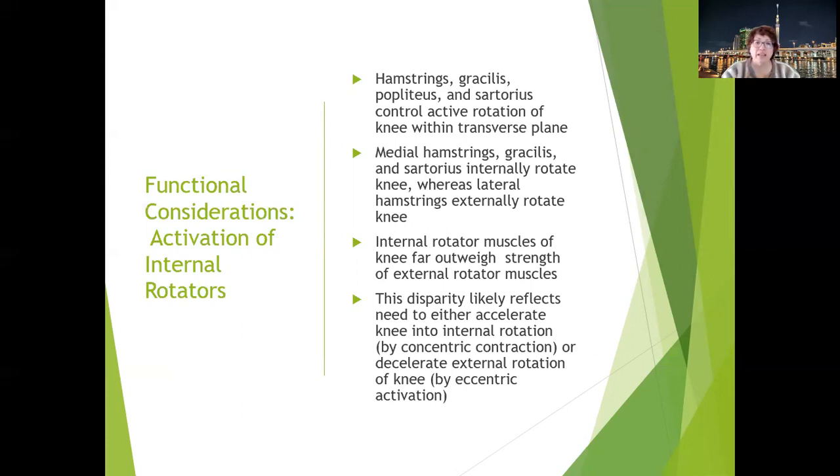So it's thought that the stronger internal rotator muscles reflect the need to either accelerate the knee into internal rotation by concentric contraction, or decelerate external rotation by eccentric activation. So that's part of the stability in motion with the knee. So a lot of our muscle balances actually balance the stability in our joints. Kind of interesting.